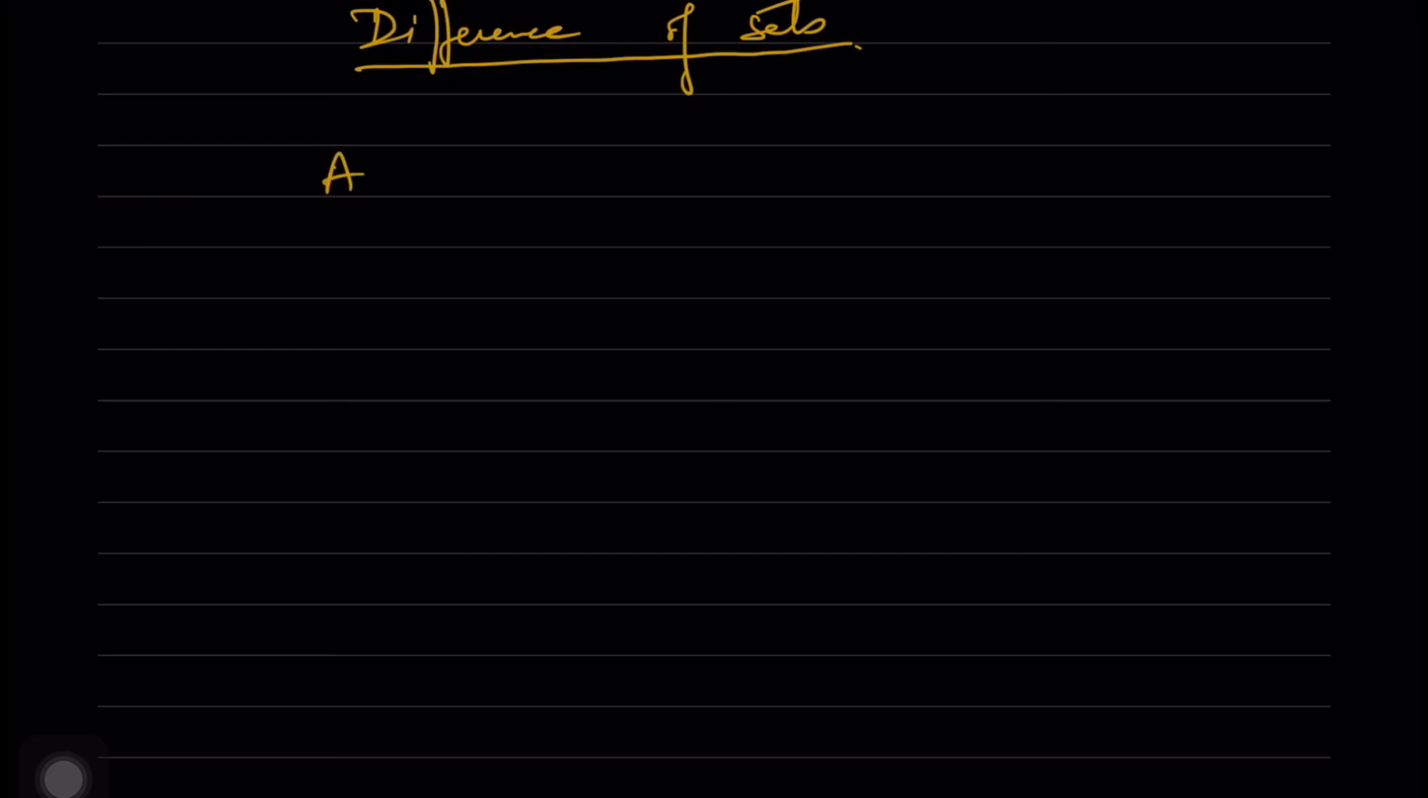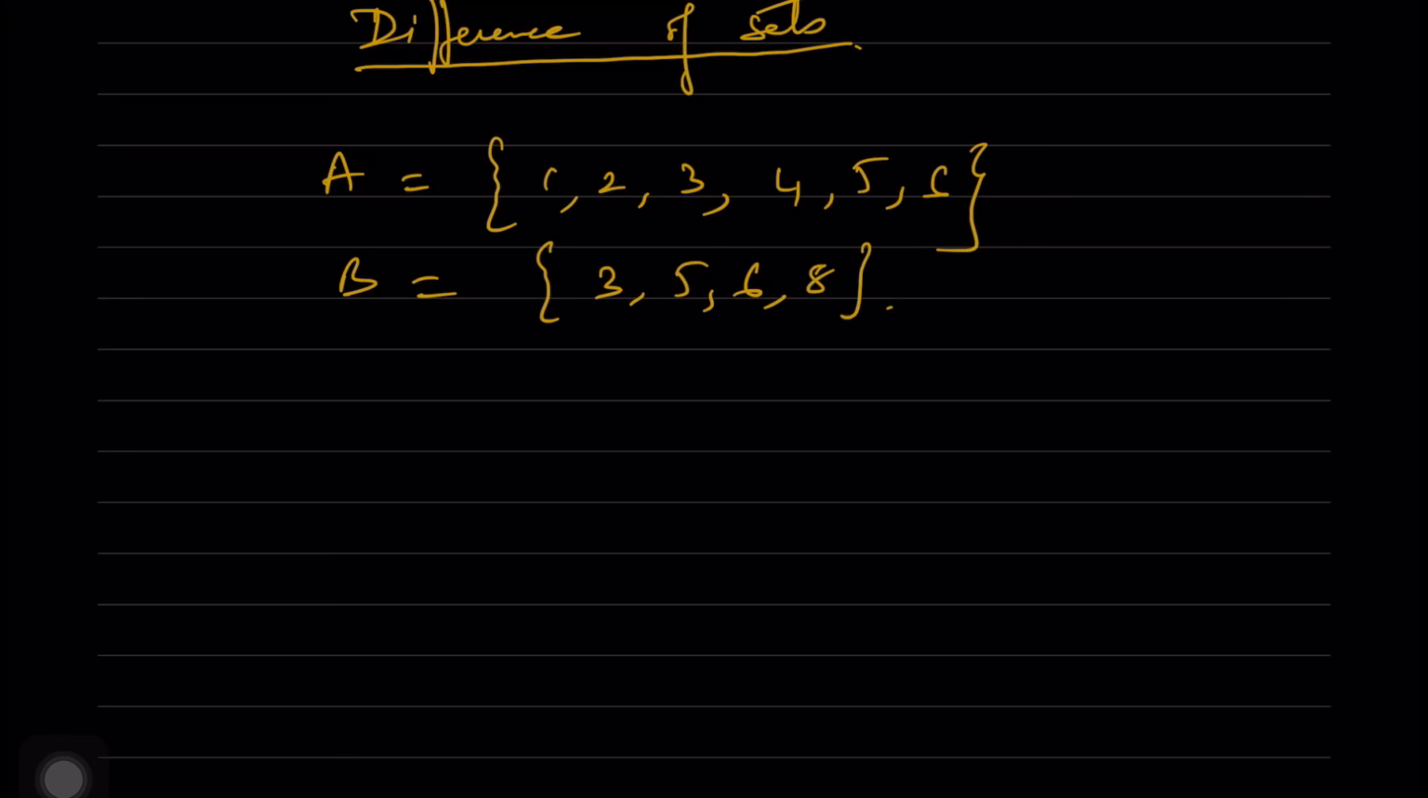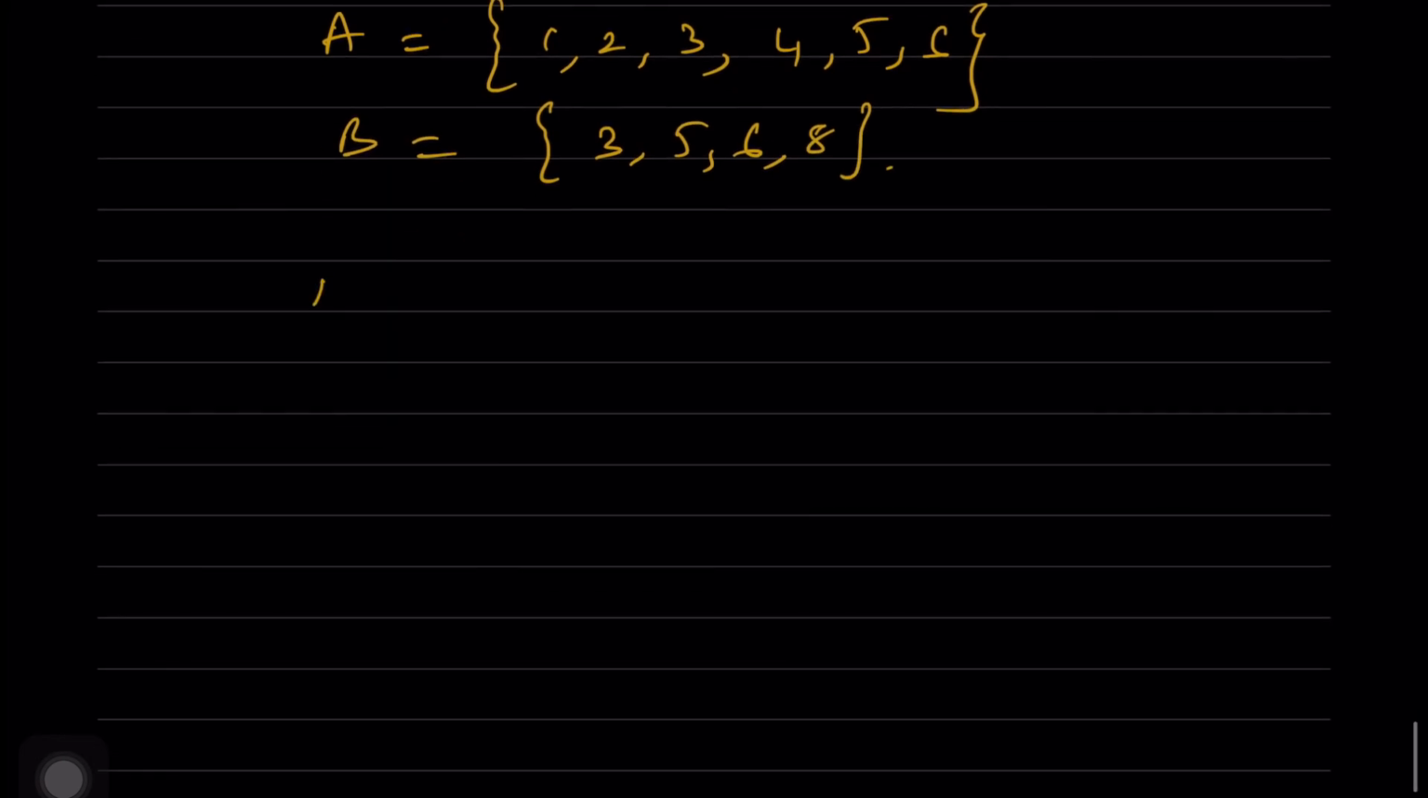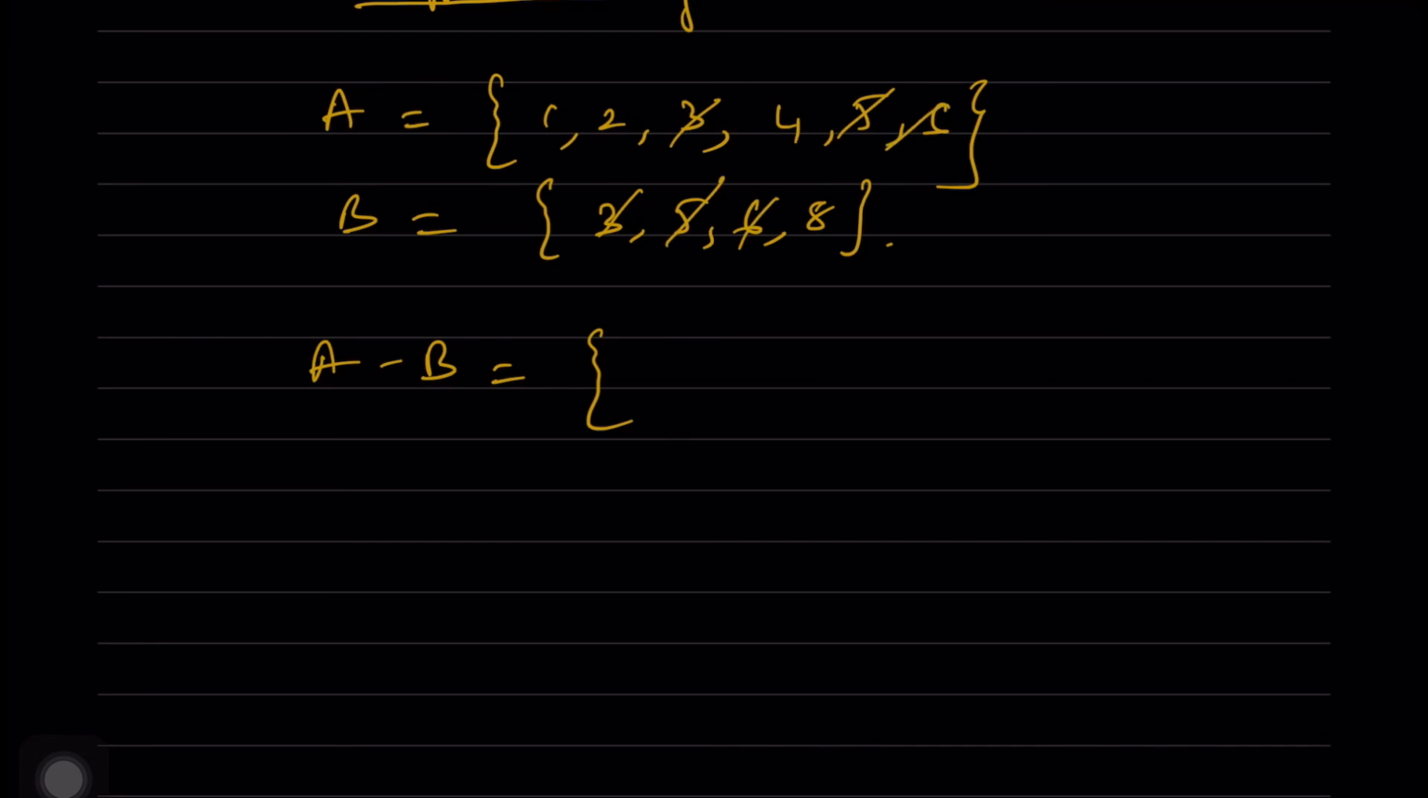Suppose, for example, A is equal to 1, 2, 3, 4, 5 and 6, and B is equal to 3, 5, 6, 8. So what is A minus B? You remove all those elements which are common in both of them. So 3, 5, you remove these, then 6, remove 6 here. Only in A we have to see what is left. So 1, 2, 4. Only these three elements are left over.